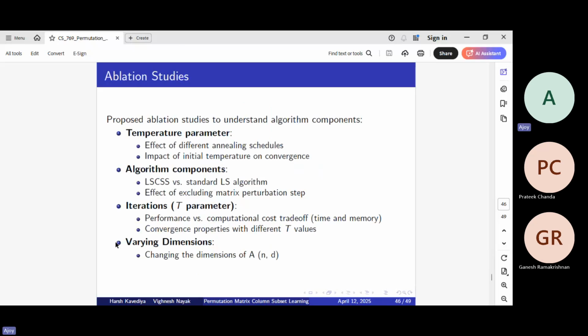These are the interesting things that we plan to do further. One is ablation studies using the temperature parameter that we had used.